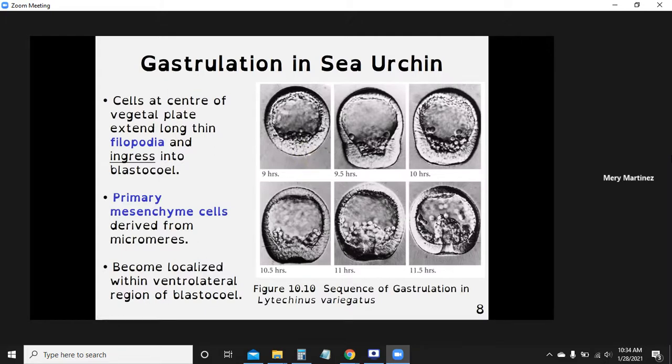So these can also be called the skeletogenic mesenchyme because they form the larval skeleton. So these cells become localized within the ventrolateral region of the blastocoel. So we see here they continue forming that primary mesenchyme, okay? And then it is in the ventral portion, okay? And we're going to see the next movement.